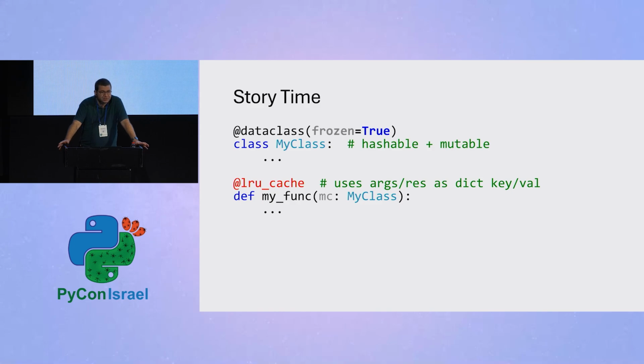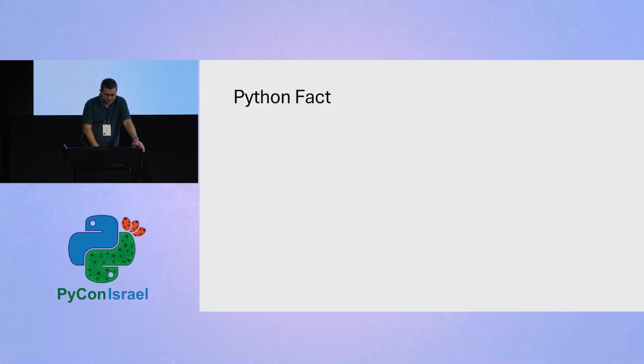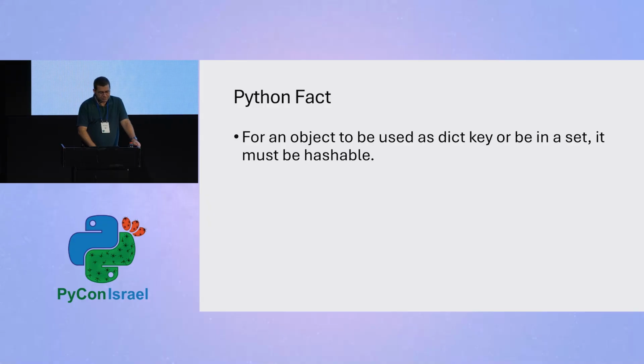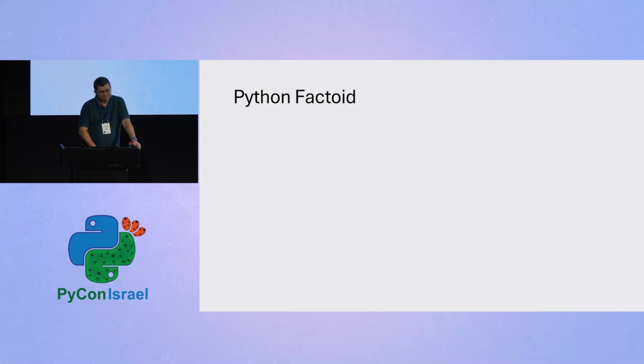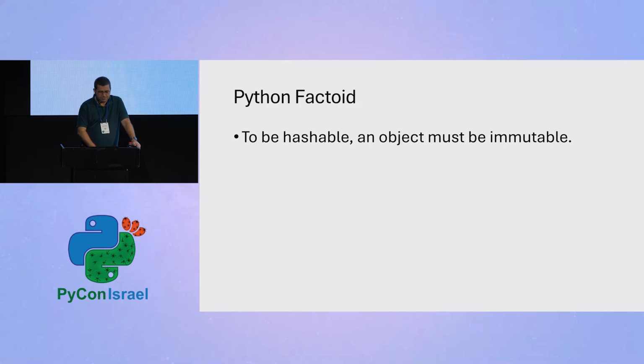But before I share the exact steps of how, let's think about this in a slightly broader context. Here's a very known and fundamental Python fact. For an object to be used as a dict key or put in a set, it needs to be hashable. Now here's a Python pseudo fact. To be hashable, an object must be immutable. That's more of a design decision than a technical necessity. It is not entirely obvious why that is the case.